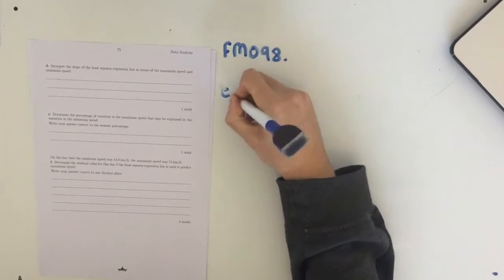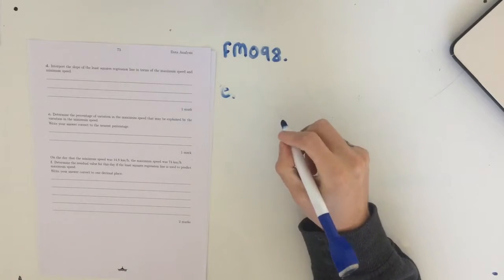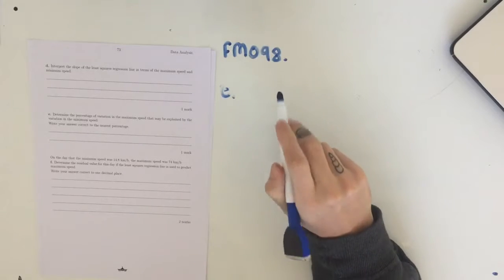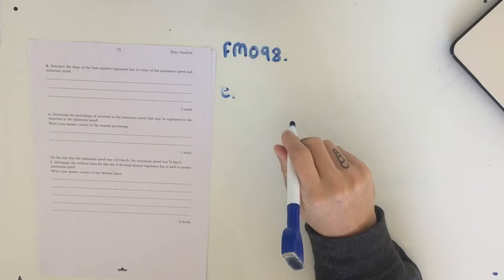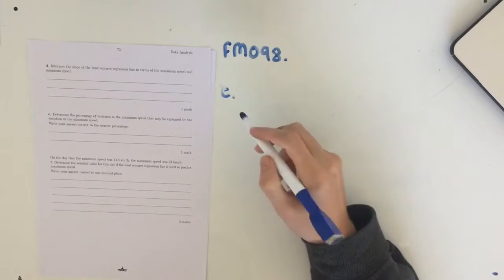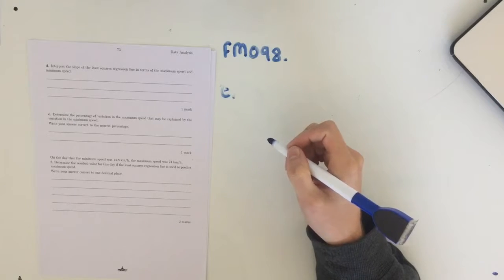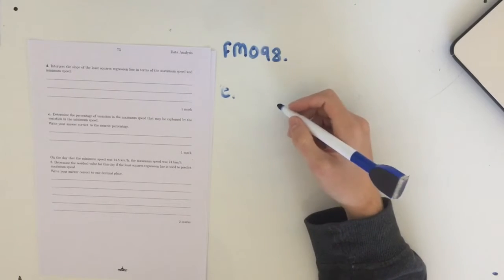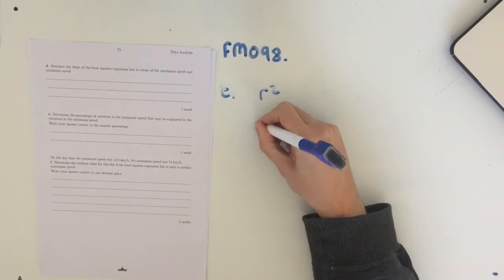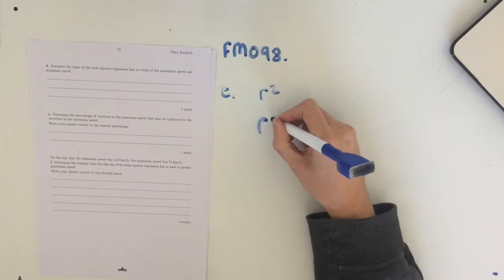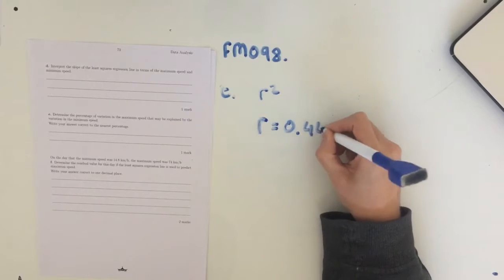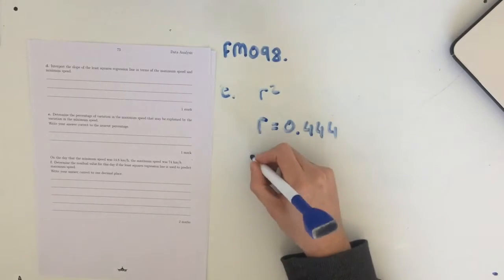So E says, on the day that the minimum speed was, sorry, I'm reading question F. On question E, it says, determine the percentage of variation in the maximum speed that may be explained by the variation in the minimum speed. So they're asking for the percentage of variation in the response variable that is explained by the variation in the explanatory variable. So to do this, we're going to need R squared. However, what they've given us is R. So R in this scenario is equal to 0.444. So to get to R squared, we need to square both sides.